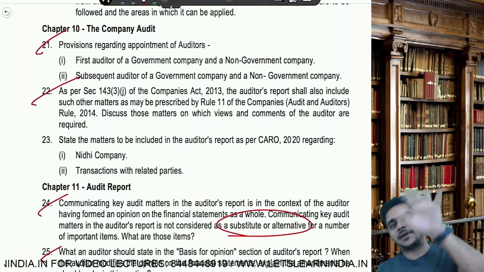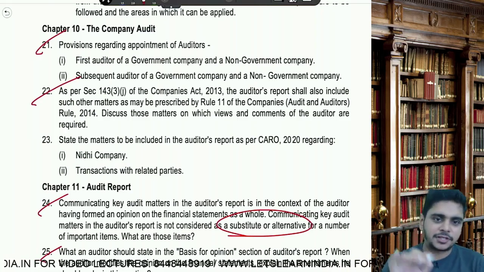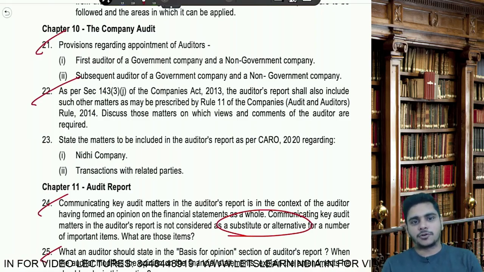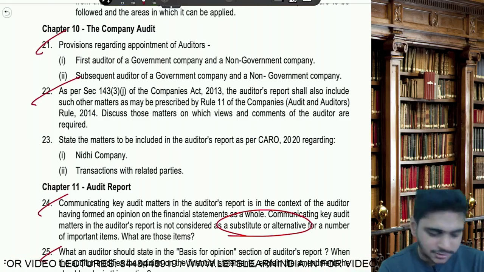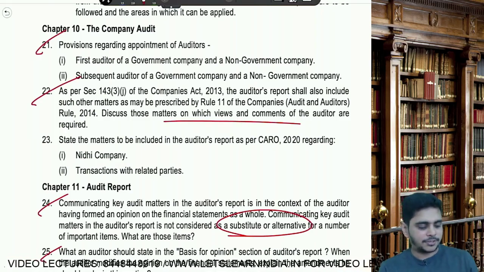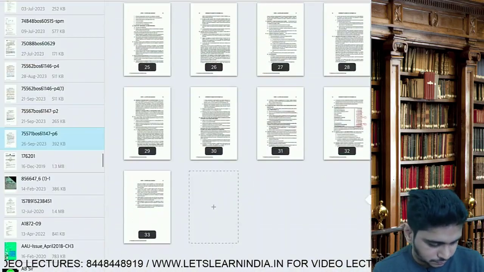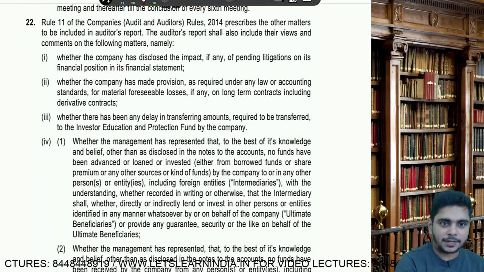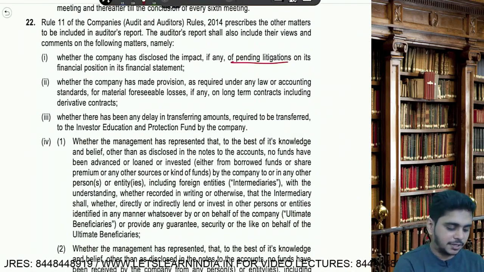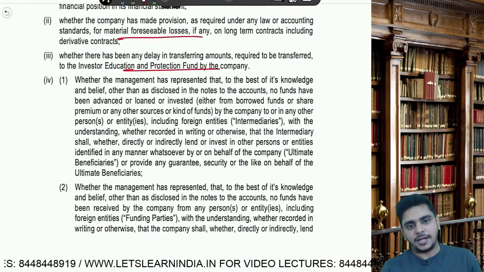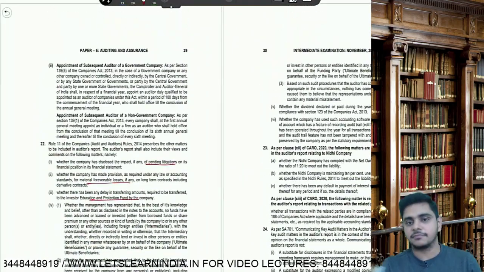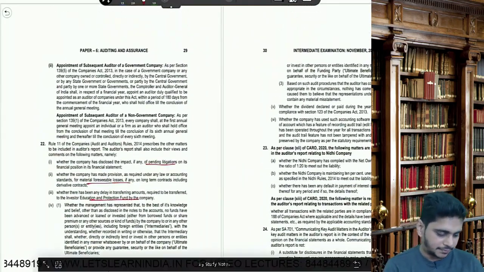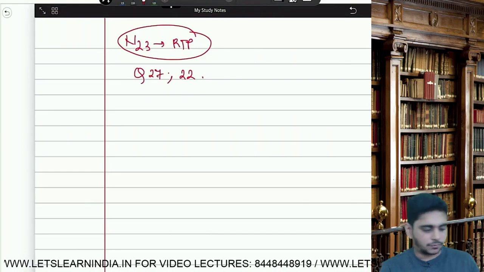22, because of the amendment they had asked. As per 143(3)(j), the audit report shall include such other matters as may be prescribed by Rule 11. Discuss those matters on which views and comments of the auditor are required. 22. The amendment part: these three things were the same: pending litigation, foreseeable losses, delay in IEPF, and the fourth, fifth, sixth are because of the amendment. So I am marking it here. (27, 22).